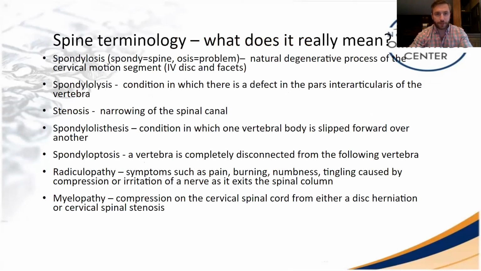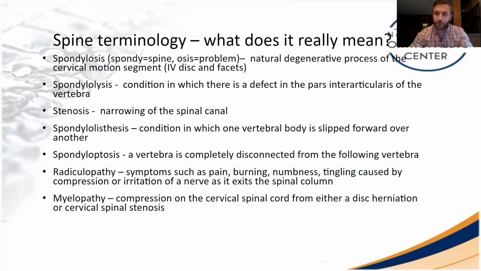So I want to get started with a little bit of spine terminology, and this will help us for this talk, but also the other two talks that I'm giving. So the first thing is spondylosis. Spondylosis I really just associate with arthritis. This is just wear and tear, it's degeneration. This can happen in the discs or it can happen in the back of the spine in the facet joints.